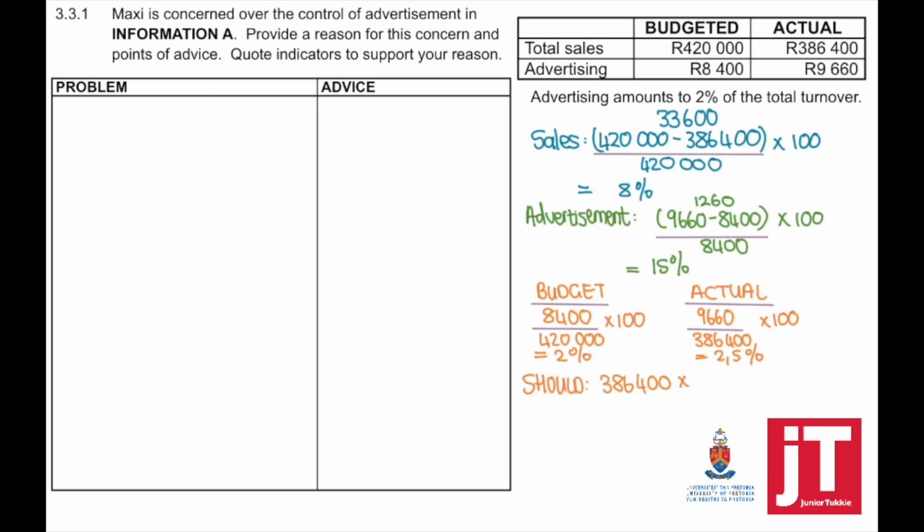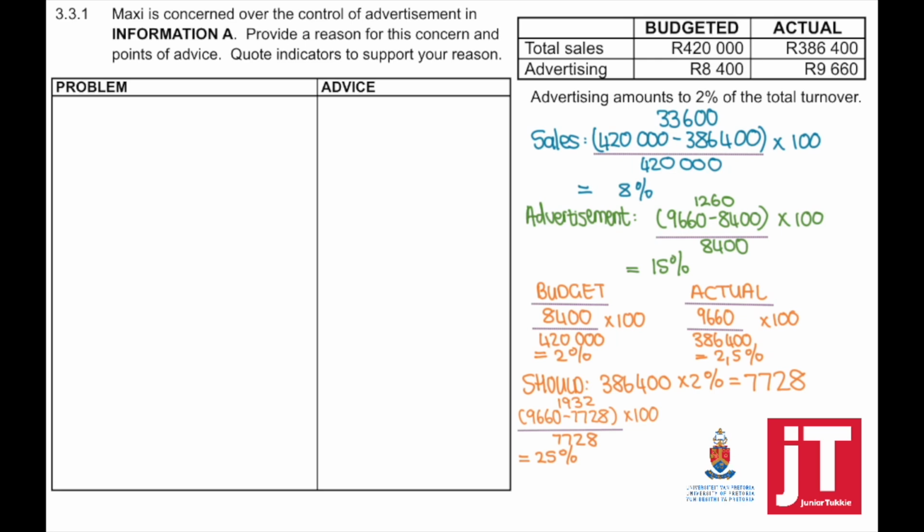If we're looking at what we should have spent, 2% on our sales, which is 7,728. Yet we spent 9,660, which is 1,932 Rand more. And if we look at that percentage-wise, it is 25%.